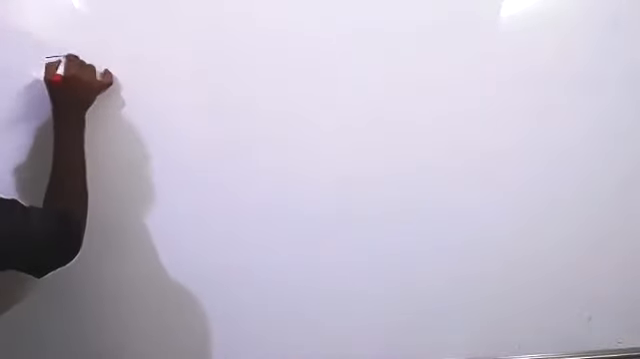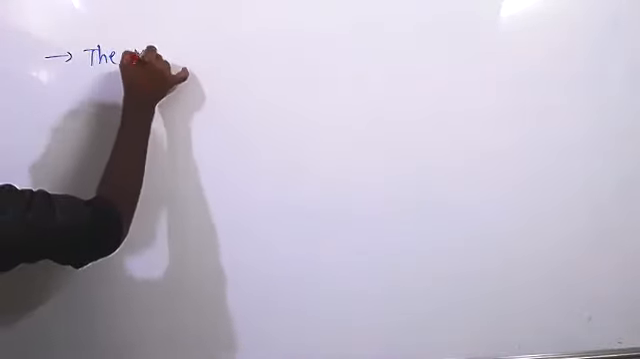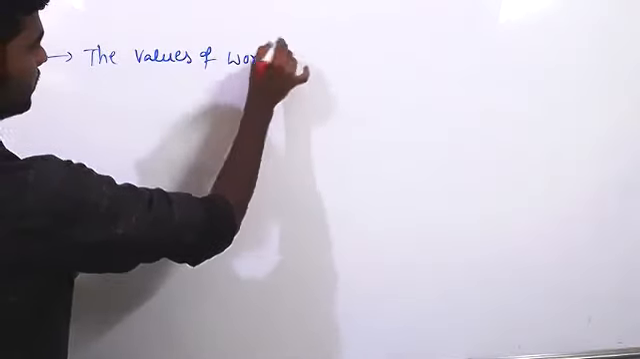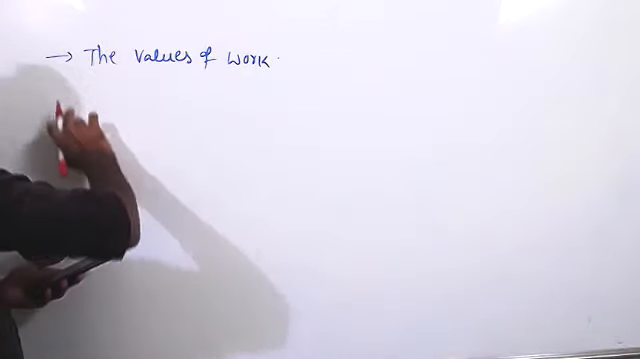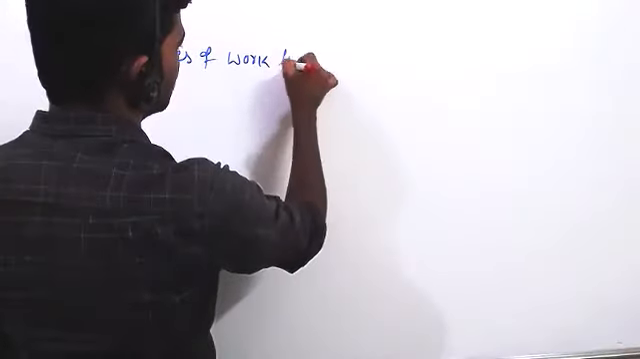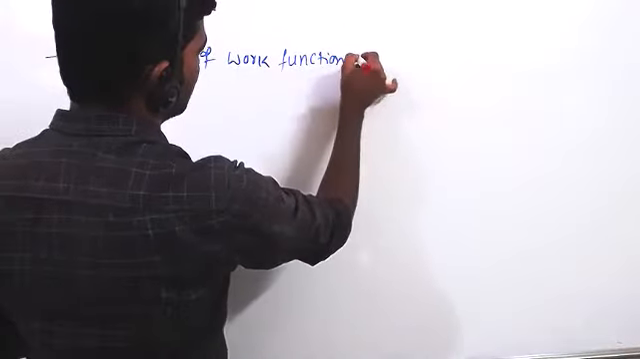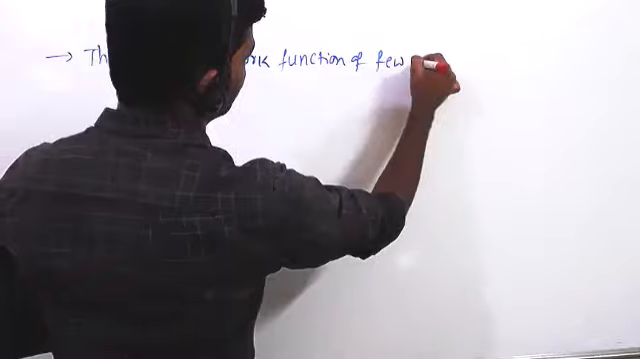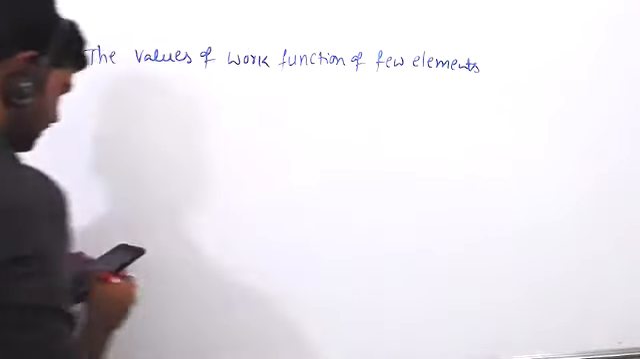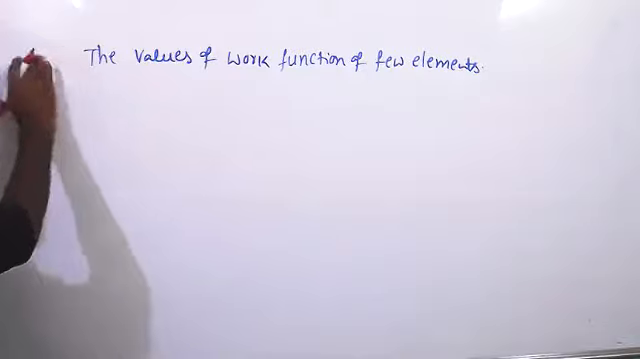This is another subheading. Under photoelectric effect only, write it as a point: value of work function of few elements. So under conditions itself these are different, right? Keep just an arrow mark.